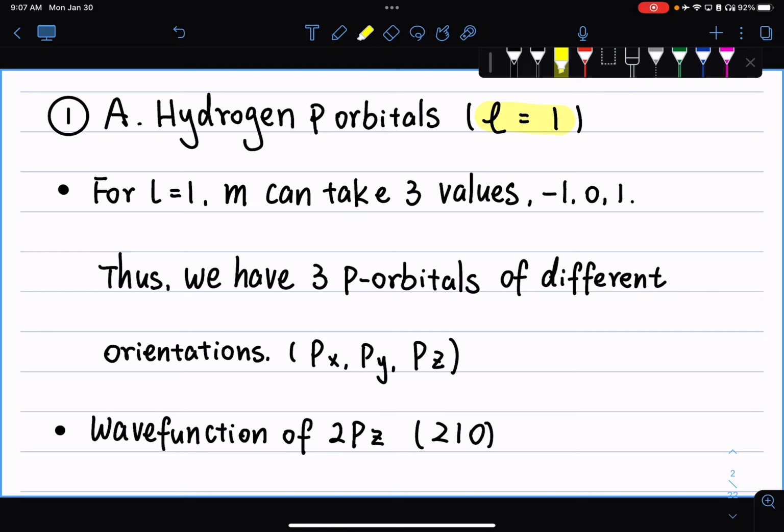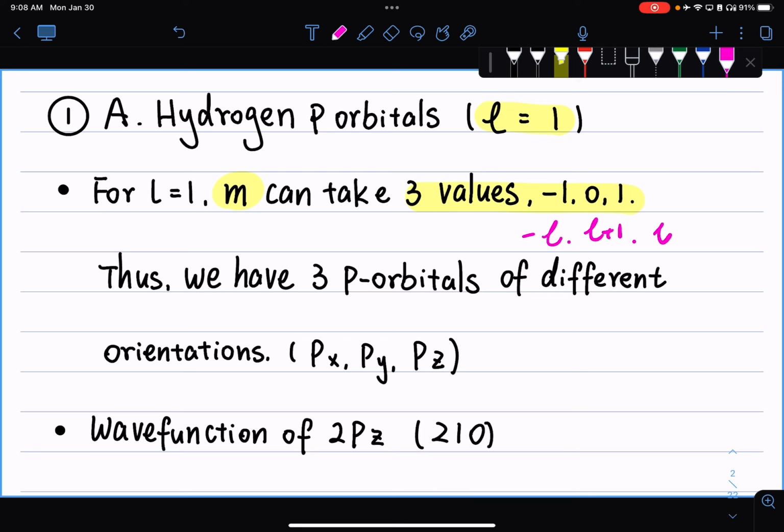All right, and for l equals 1, we went over this last lecture as well. Your magnetic quantum number m can take 3 allowed values. That's negative l, then 0, and l, so in this case that's -1, 0, and 1. The result of m taking 3 different values is that we have 3 different p orbitals.